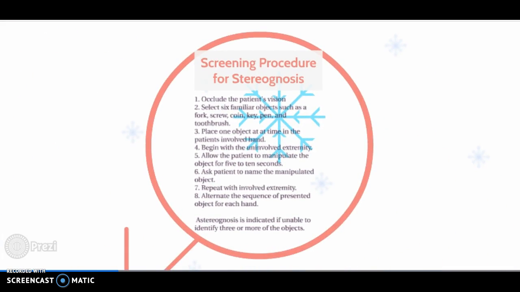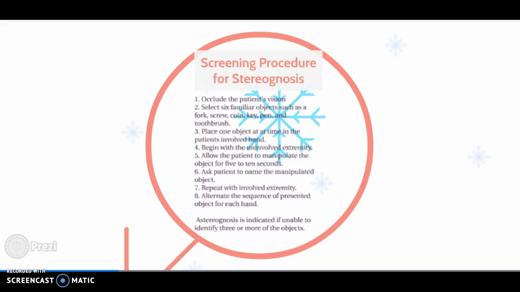The screening procedure for stereognosis is as follows. Occlude the patient's vision. Select 6 familiar objects such as a fork, screw, coin, key, pen, and a toothbrush. Place one object at a time in the patient's involved hand. Begin with the uninvolved extremity. Allow the patient to manipulate the object for 5 to 10 seconds.